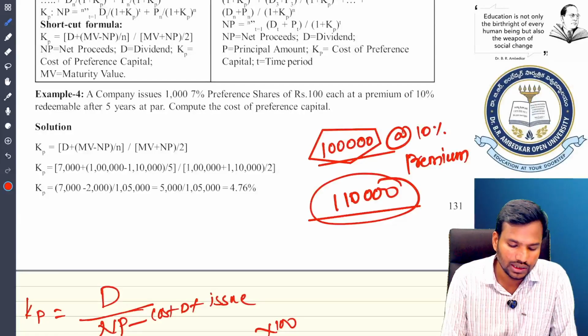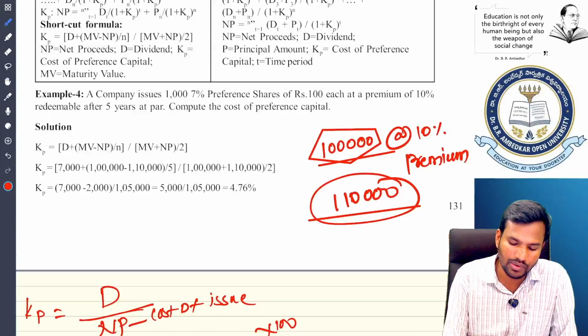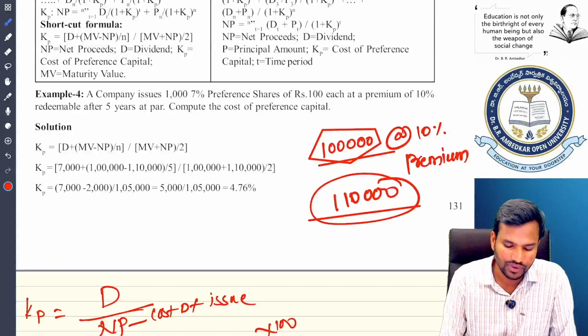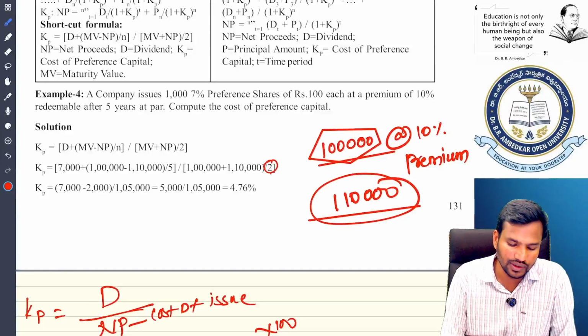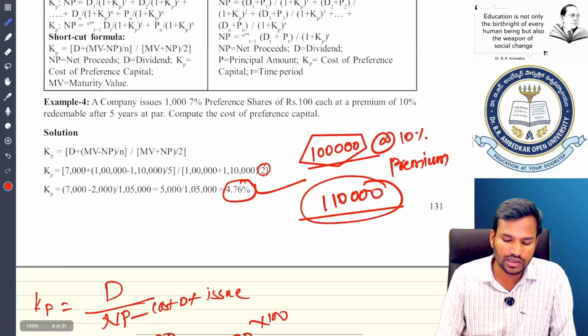We are just substituting amounts in the above formula. 7,000 plus 1 lakh minus 1 lakh 10,000 divided by 5, and divided by 1 lakh plus 1 lakh 10,000 divided by 2. Why are we dividing by 2? Averaging. Then 7,000 plus minus 2,000 divided by 1 lakh 5,000, then 4.76 percentage is the cost of preference shares.